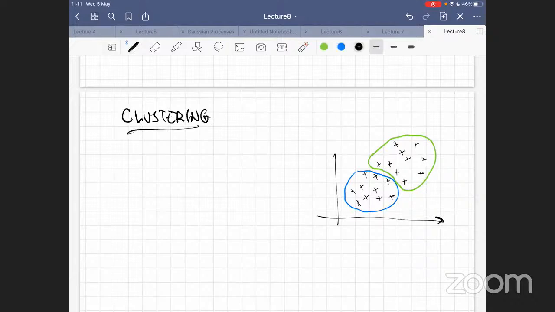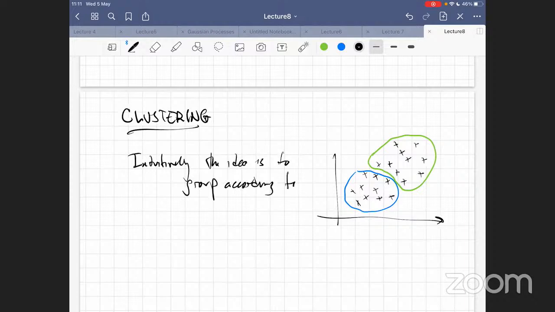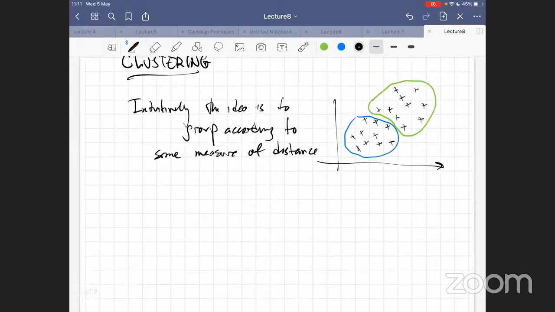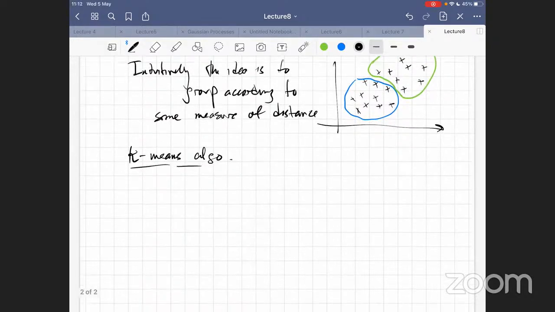So intuitively, right? The idea is to group according to some measure of distance. And the simplest algorithm probably for achieving this is the so-called k-means algorithm, which I describe next.